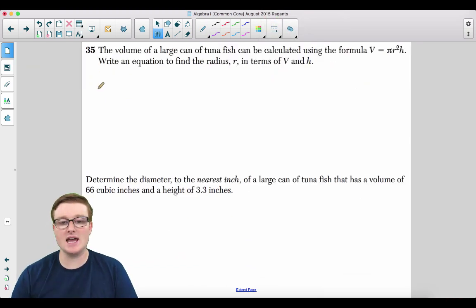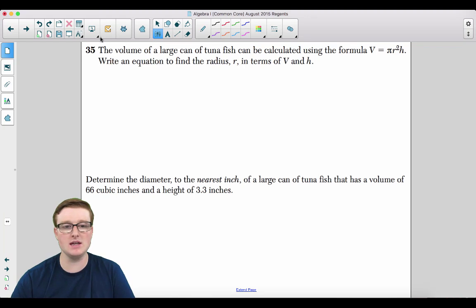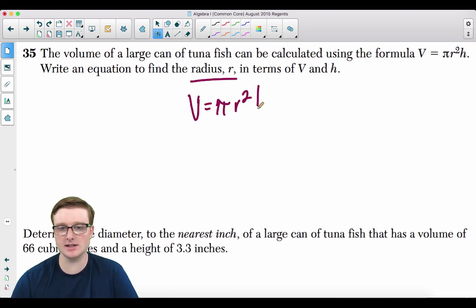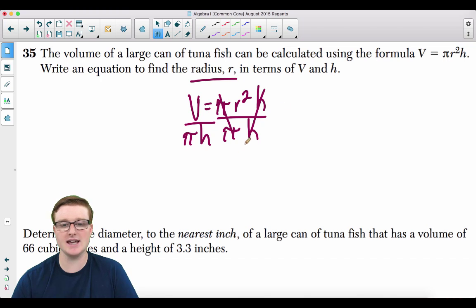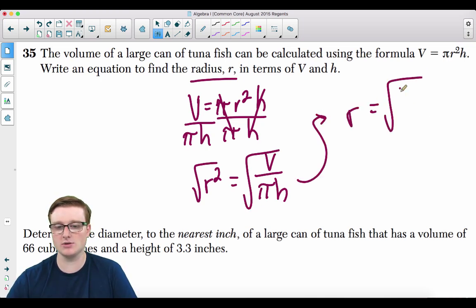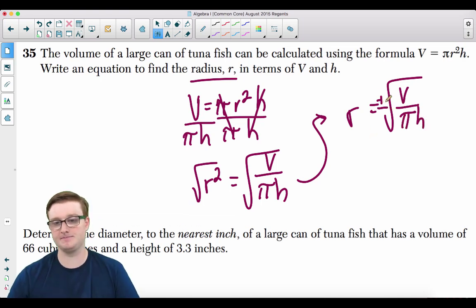The volume of a large can of tuna fish can be calculated using the formula V equals pi r squared times the height. Write an equation to find the radius r in terms of V and h. So your job is to find r. So V equals pi r squared times the height. You're going to divide by pi and h on both sides. Pi's cancel, h's cancel. You get r squared is equal to v over pi h. Now take the square root of both sides, and then you get r is equal to the square root of v over pi h with a plus minus out front.